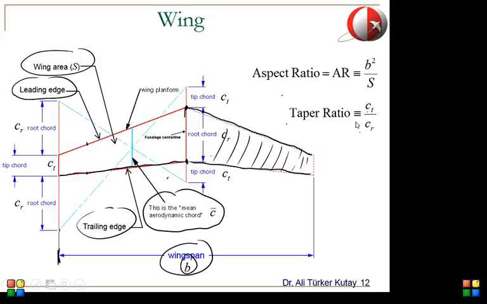This taper ratio is the ratio of the tip chord to root chord. So in other words, it's the ratio of this length here, the chord length at the tip, to the chord length at the root. Okay? So for example, if you have a rectangular wing, then the taper ratio for that wing will be just 1, right? Because if this is your wing planform, this is the center line, your tip chord is equal to the root chord, so these are equal. So this gives you a taper ratio of 1.